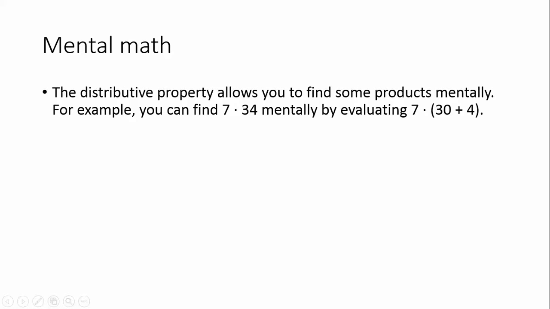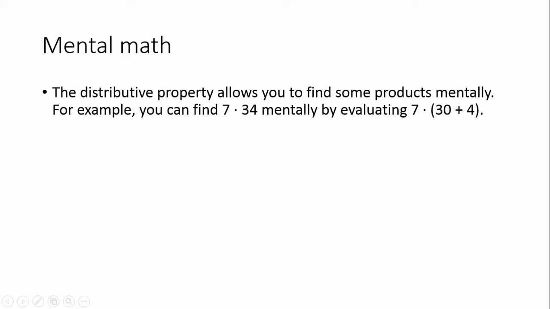Oftentimes the distributive property allows you to do some mental math a little bit faster. The example here is 7 times 34. Doing that problem in your head can prove to be a little bit tricky, especially with even bigger numbers. But you can evaluate using the distributive property, so we can break up 34 into 30 plus 4, and it makes the problem a little simpler.